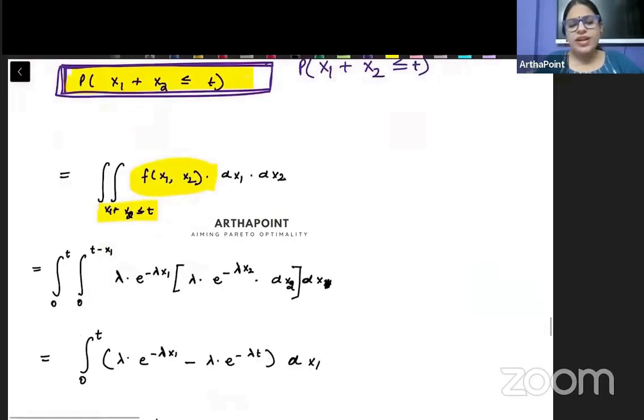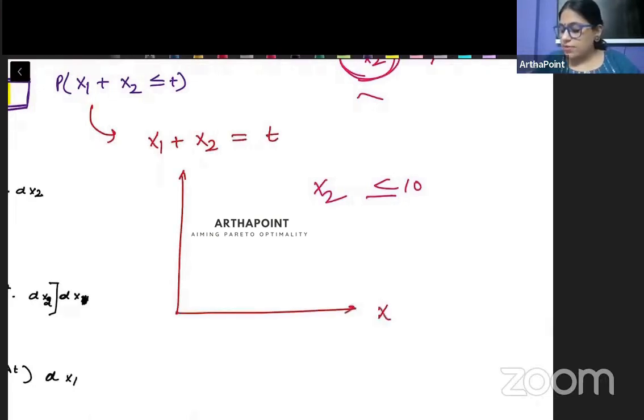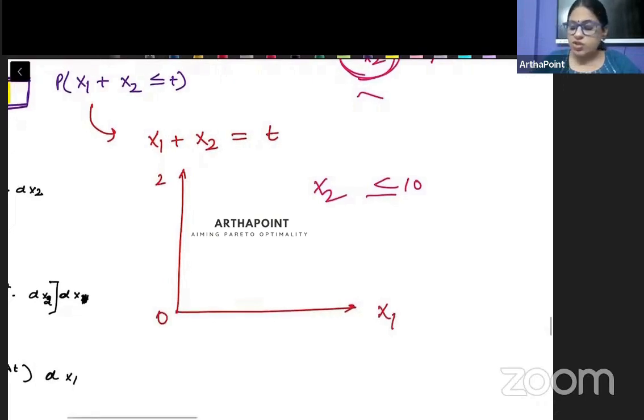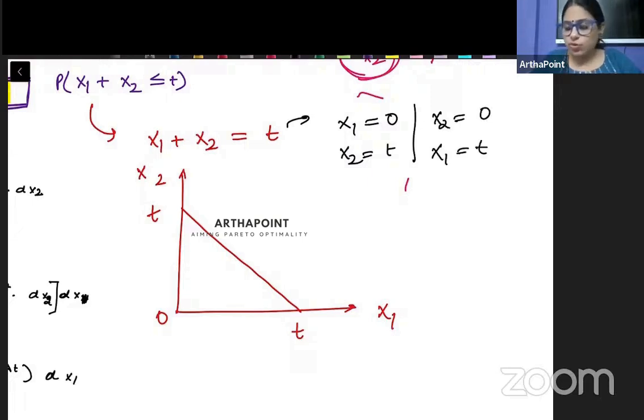If I want to plot this somehow, how can we plot it? I am going to take it with an equal to sign first. So x1 plus x2 is equal to t. I am taking x1 here and x2 here. Because x1 plus x2 equals t, this will be a line like this. Here also t will come and here also. You can always see this, na? When you put x1 as 0, the value of x2 will be t. And when you put x2 as 0, the value of x1 will be t. So you will notice that you get something like this.